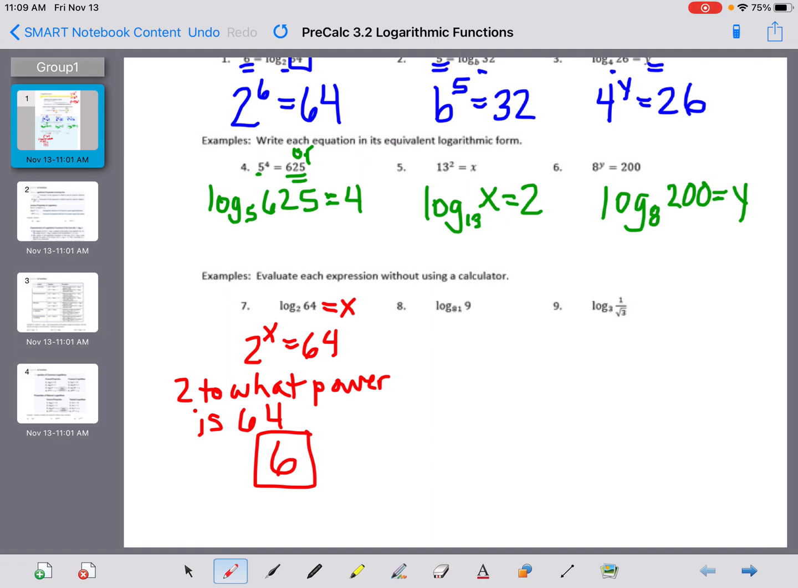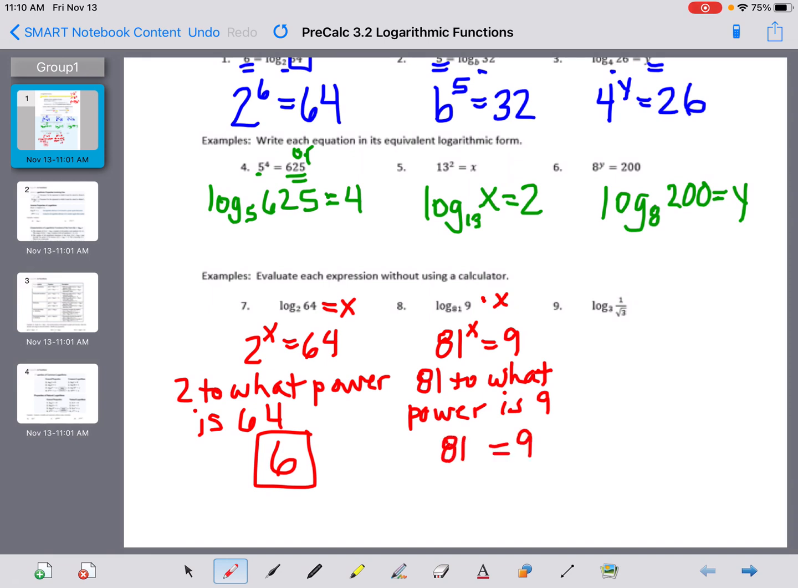So this next one is saying 81 to what power is 9? So think about that: 81 to what power is 9? Let's see, what could I do to 81 to make it equal 9? I think I can take the square root of it, right? That's the same thing as the 1/2 power. So 81 to what power? That's what I'm looking for, the power, so 1/2 would be my answer here.